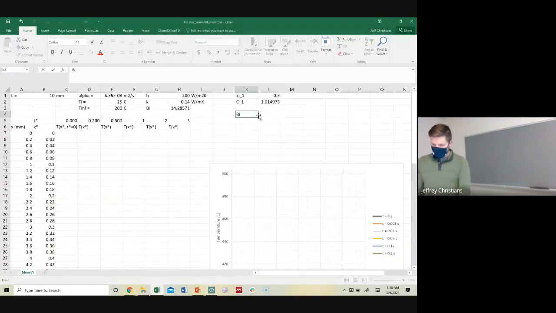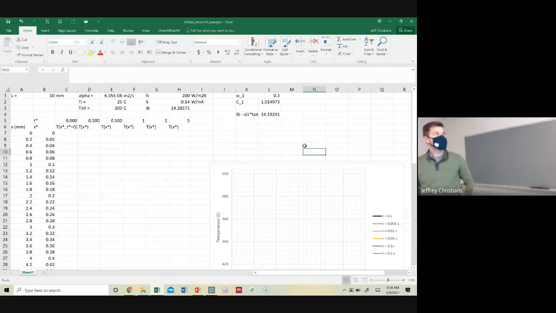So here, this is how I'll handle that. I have Biot number minus C1 times tangent C1. So that equation should be equal to 0. So this is Biot number minus this times tangent of that. Okay. So it's not. Yeah. Where did you get this squiggle from? I made it up. Okay.